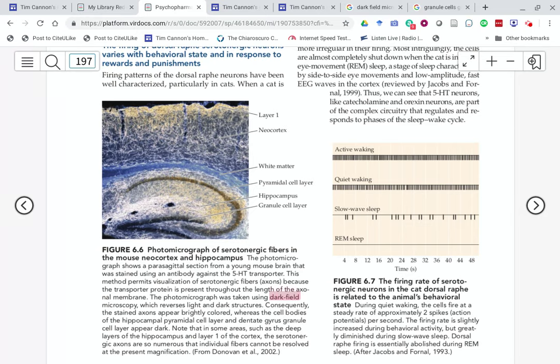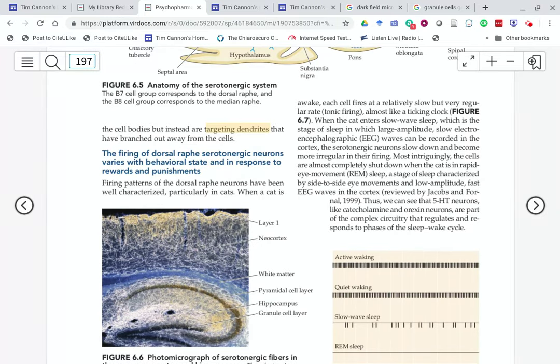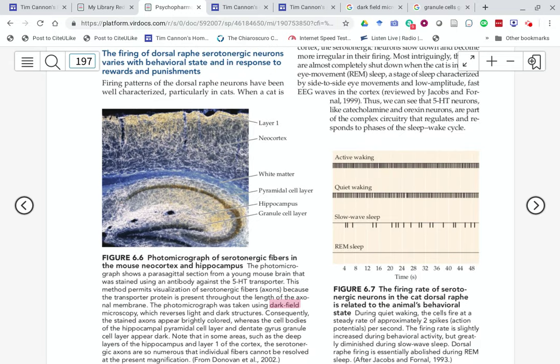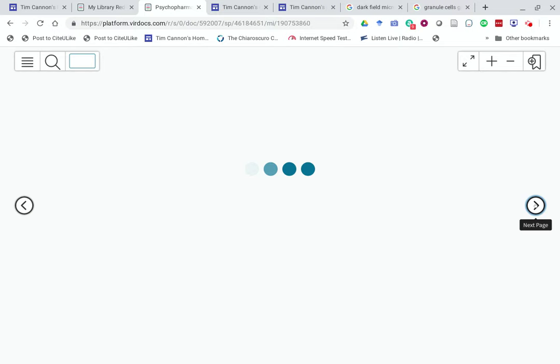And there's a discussion here of active waking and quiet waking and slow wave and REM sleep. The book is very interested in sleep. EEG, we've seen that. But of course, these are single cell recordings. And there's orexin again. Orexin keeps coming up in the chapter. Sleep-wake cycles, yin and yang. And that symbol, the yin-yang symbol, is not a bad way of thinking about some of the elements that deal with sleeping and waking.